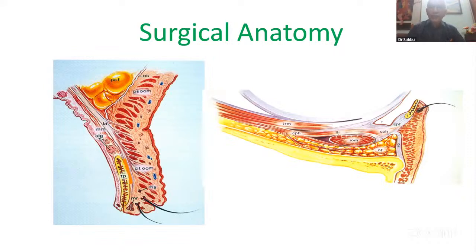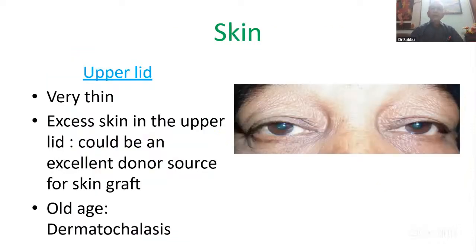Straight gaze is 9 to 10 millimeters, and down gaze is about 4 to 5 millimeters. This is the normal width of the palpebral aperture in different directions of gaze. Now we'll go into the individual layers separately.